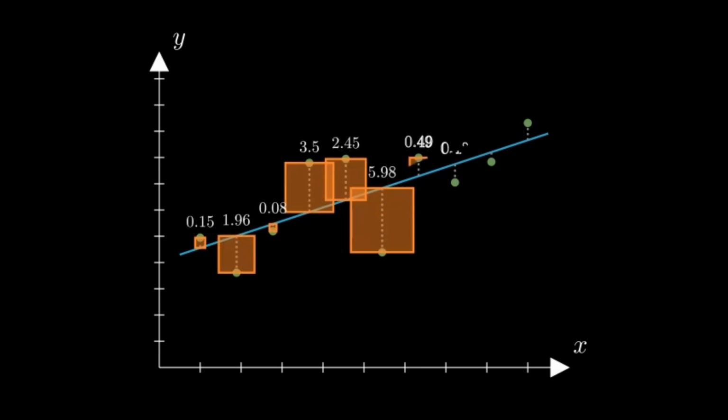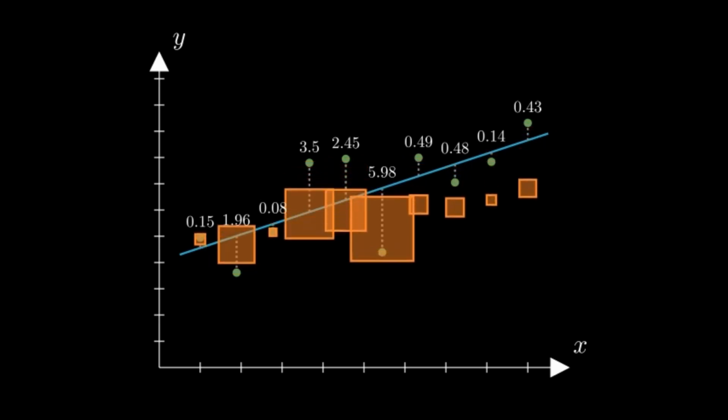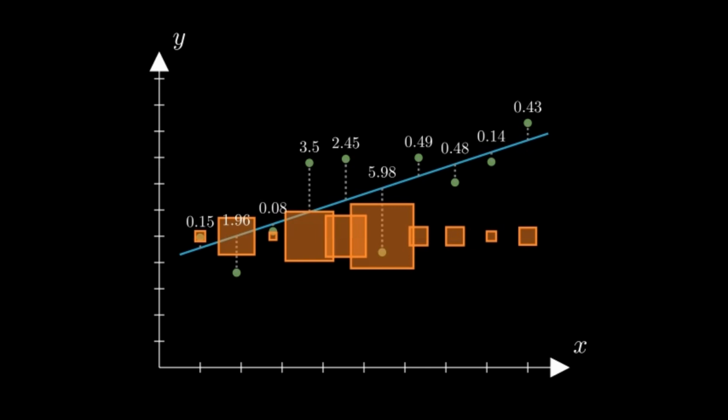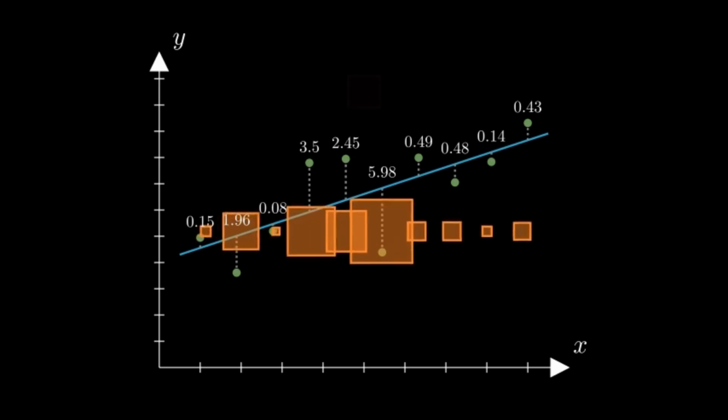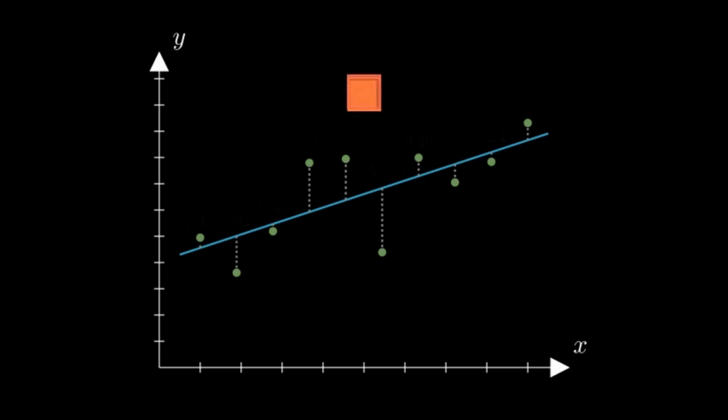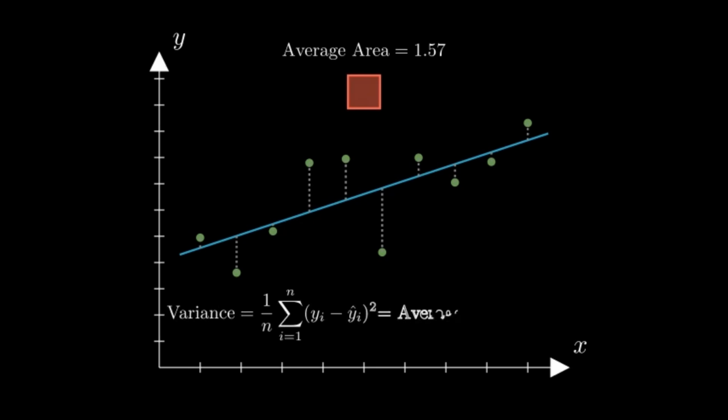We can now do this for every single data point. You can see that points far from the line generate large squares, while points very close to the line create tiny ones. Now that we have the squared error, the area, for all 10 data points, how do we combine them into one final number? Simple. We will average those areas. The result obtained from this average area is nothing but the variance. It is the average of the squared errors, a single, powerful number that describes the overall spread in our data set.